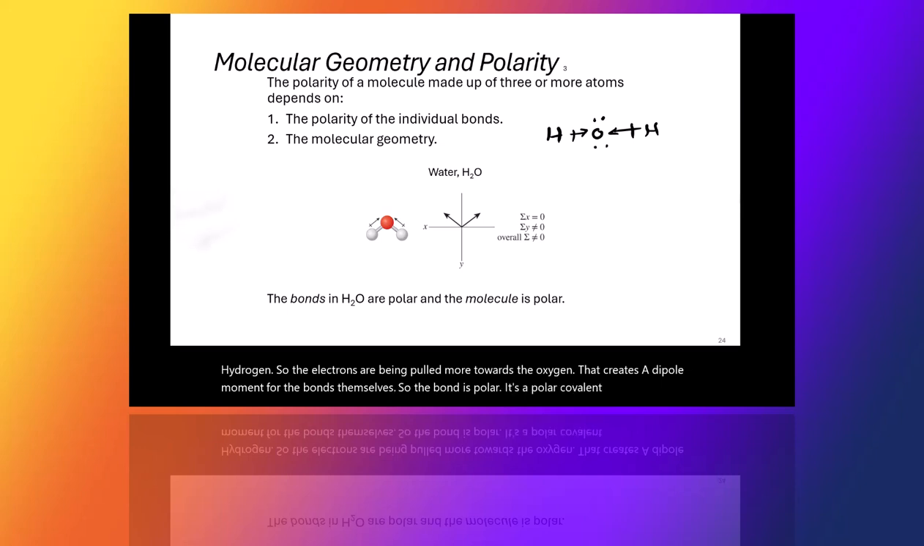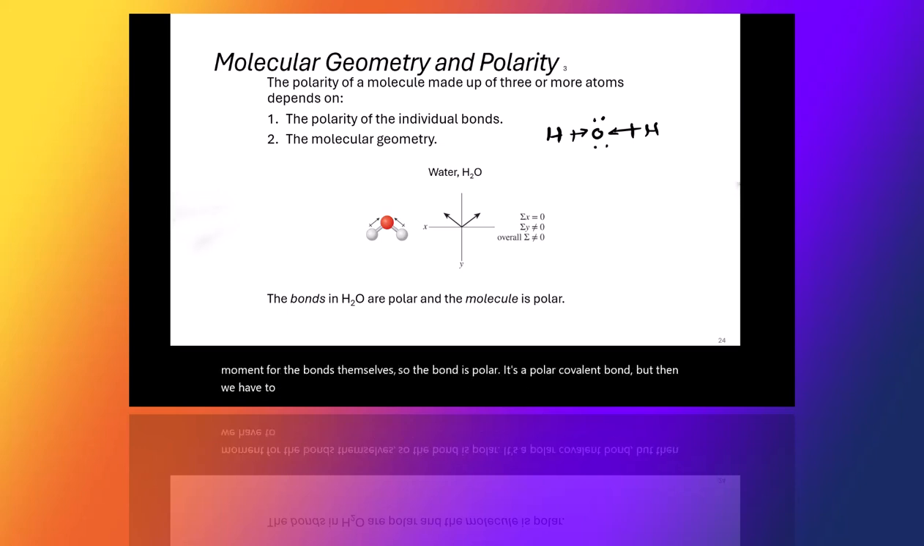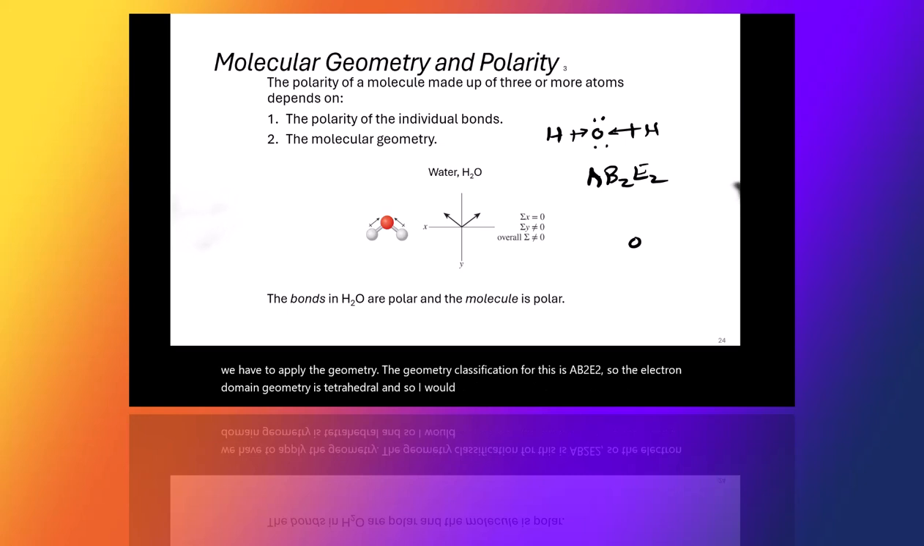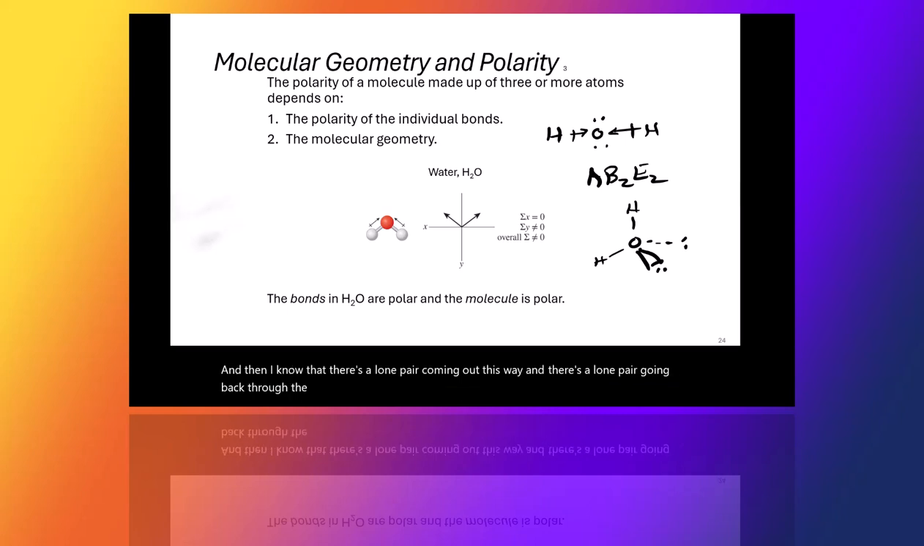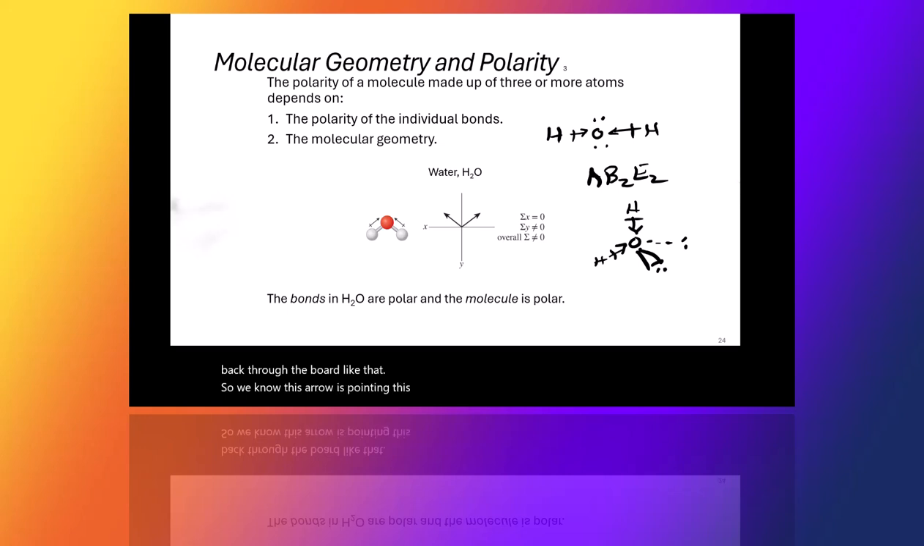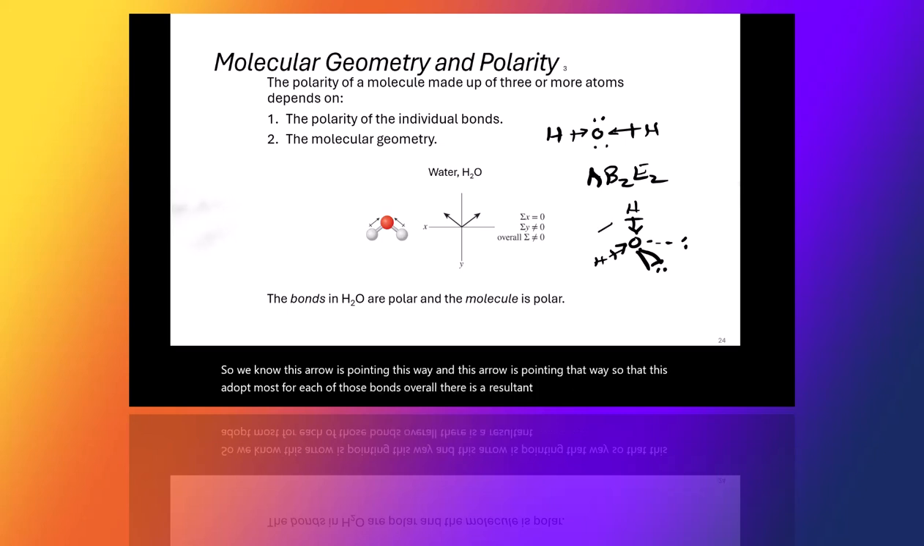But then we have to apply the geometry. And the geometry classification for this is AB2E2. So the electron domain geometry is tetrahedral. And so I would write an oxygen here, maybe a hydrogen here, and a hydrogen here. And then I know that there's a lone pair coming out this way, and there's a lone pair going back through the board like that. So we know this arrow's pointing this way, and this arrow's pointing that way. So that's the dipole moments for each of those bonds. Overall, there is a resultant force in this direction.